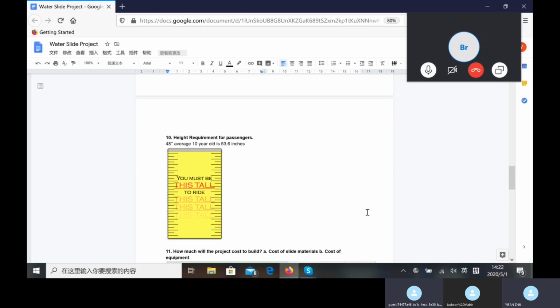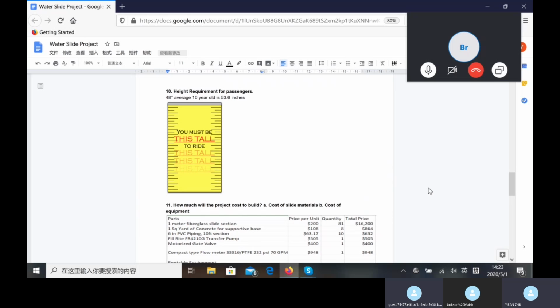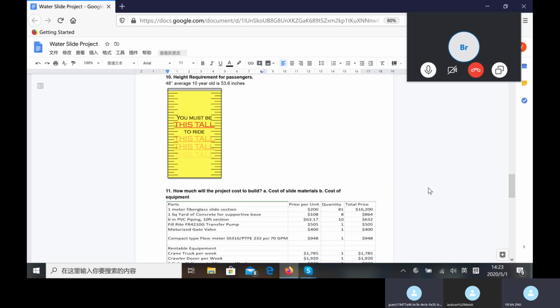The height requirements: what we did was research the average height of a 10-year-old, which is around 53 inches. So we were working with the plus minus range, and brought it down to 48 inches for our age group, which is 10 to 15 years old. So the height requirement for this ride is 48 inches.